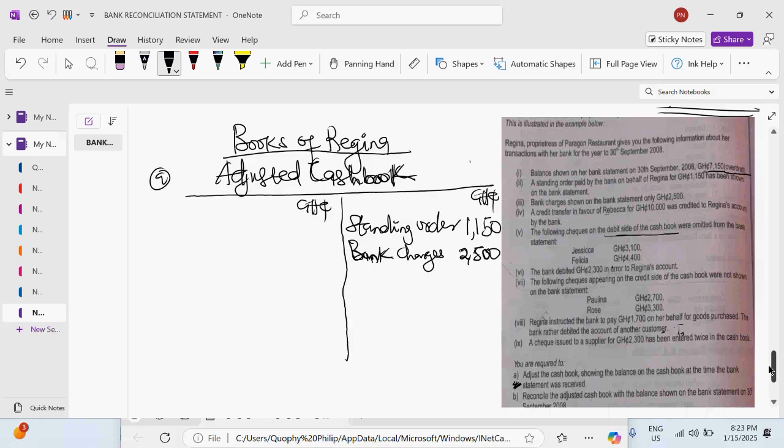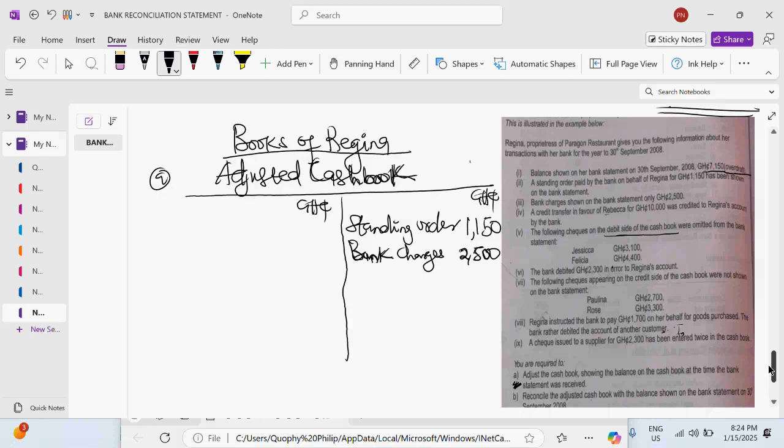But wait, before we proceed, let me tell you this. We were supposed to get balance brought down to start the transaction, right? But then we saw that we are not having any balance brought down from the question. And because the question did not give us the cash book balance, then the solution must begin with the bank reconciliation statement so that we can ascertain the closing balance of the adjusted cash book, right?